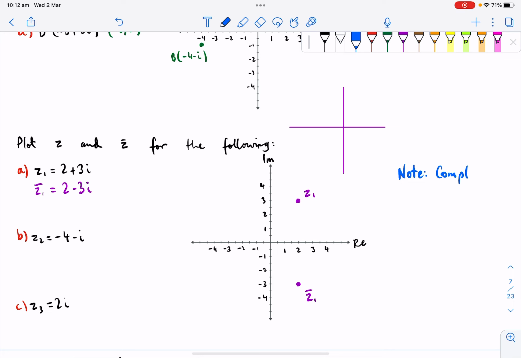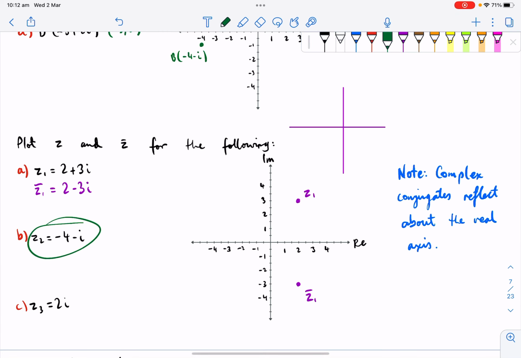Complex conjugates reflect about the real axis. Okay, so if you know a complex number, you know its conjugate is directly in the opposite space with respect to the real axis. So let's look at the next one. Z2 equals -4 - i. So Z2 bar equals -4 + i.